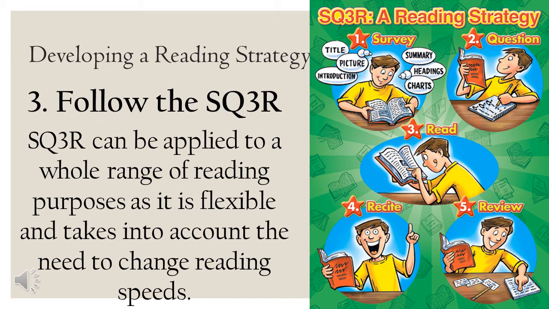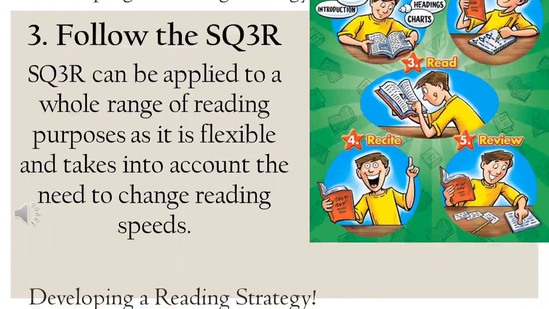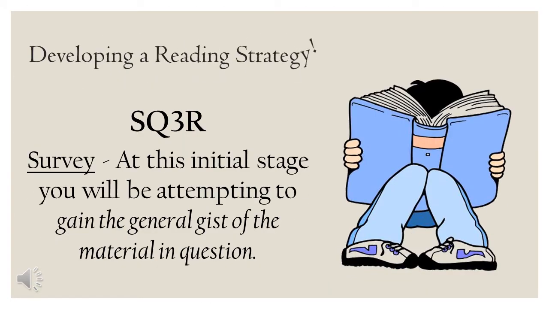The third reading strategy that we have is the SQ3R. SQ3R stands for survey, question, read, recite, and review. It can be applied to a whole range of reading purposes as it is flexible and takes into account the need to change reading speeds. Survey is the initial stage wherein you will be attempting to gain the general gist of the material in question.